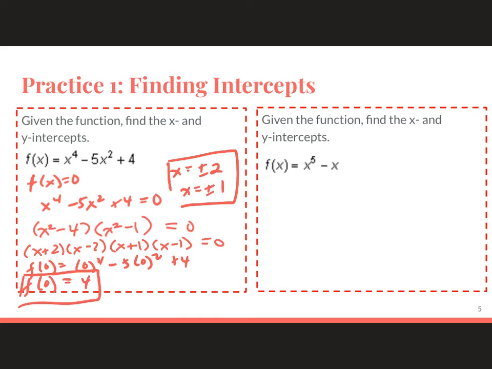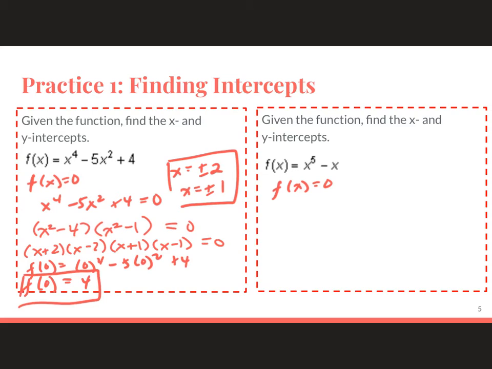Let's try out this next one. So I have f of x equals x to the 5th minus x. And so to find my x-intercept, I'm just going to set f of x equal to 0 and solve for x. So, oops, let me just erase that.